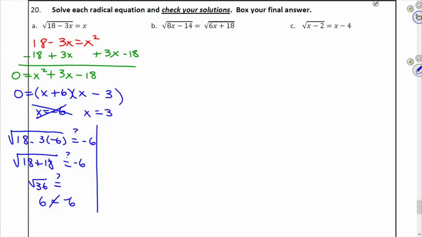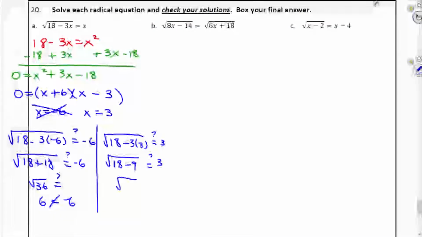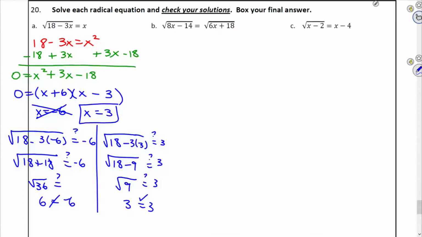So checking the other one, I get the square root of 18 minus 3 times 3. Does that equal 3? Well, 18 minus 9 is 9, and root 9 is 3. And 3 equals 3. So this is my solution.